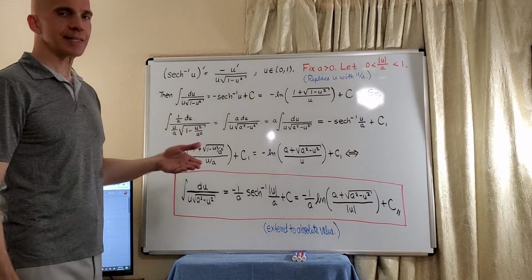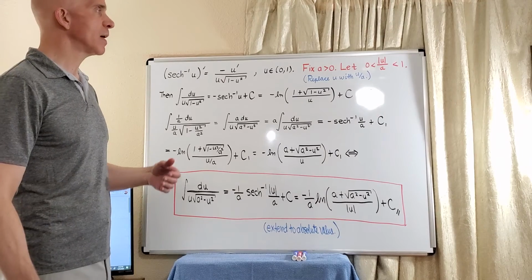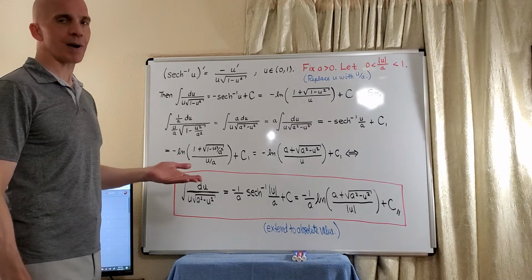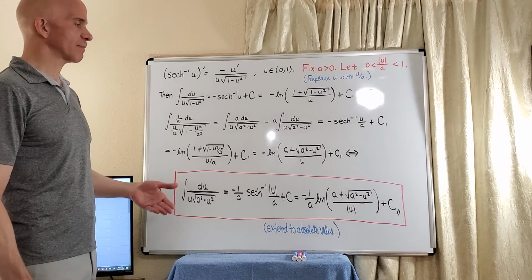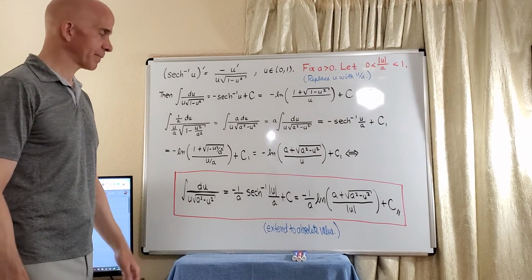So again, add this to the list that we already have for the inverse hyperbolic sine form, the inverse hyperbolic tangent form, and the inverse hyperbolic secant form. And we are done.